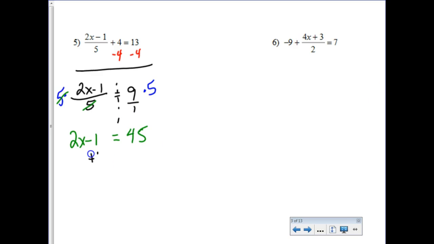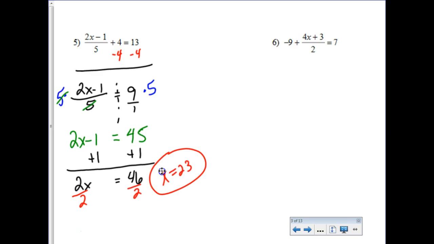So then, of course, we're going to solve. We're going to start by adding the 1 over to the other side. And then eventually you're going to divide by 2. So a couple of steps later, we find out that x equals 23. Very nice.